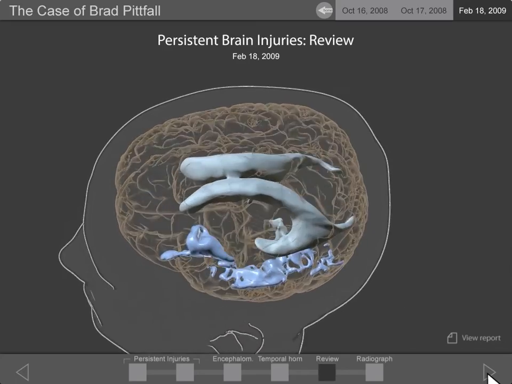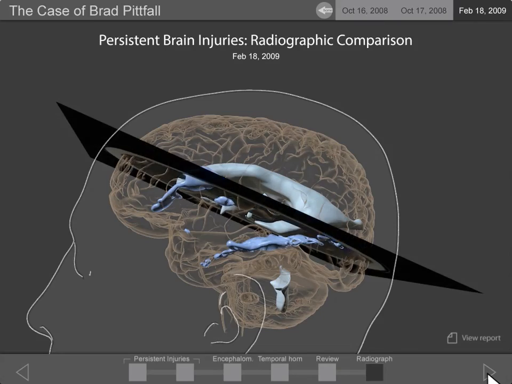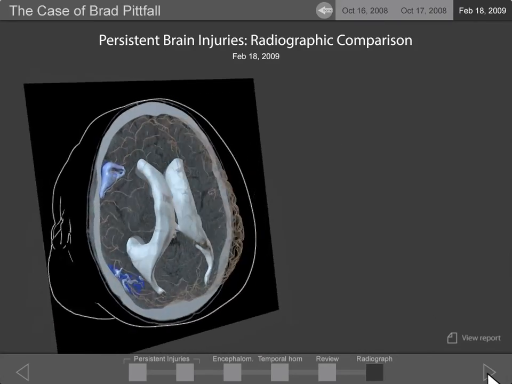To review, we see that there is persistent degeneration of the brain in the frontal and temporal lobes, and there is a prominence of the left temporal horn of the lateral ventricles. The degeneration is demonstrated with this radiological scan.